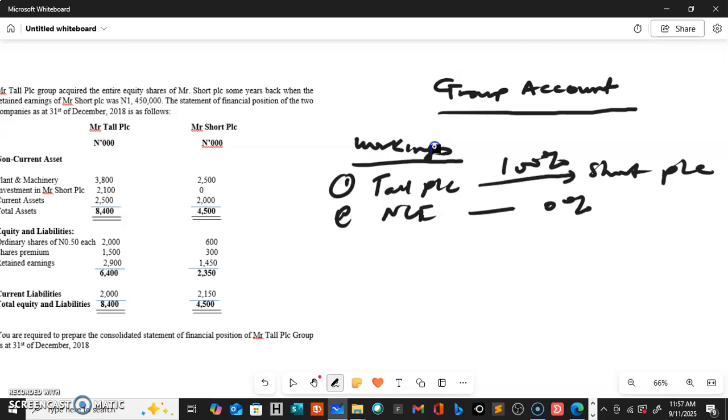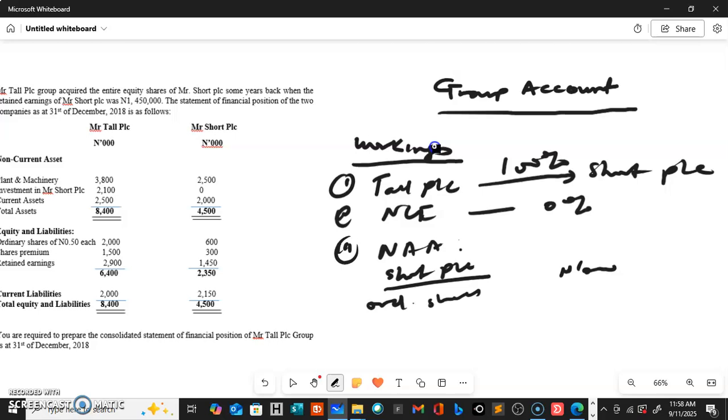The next one is for us to determine the net asset acquired. So what is the net asset acquired by this company? We have to look at the equity and liabilities of the subsidiary company. So for Short PLC, the equity owned, we have ordinary shares of, let's say, 600,000 naira.